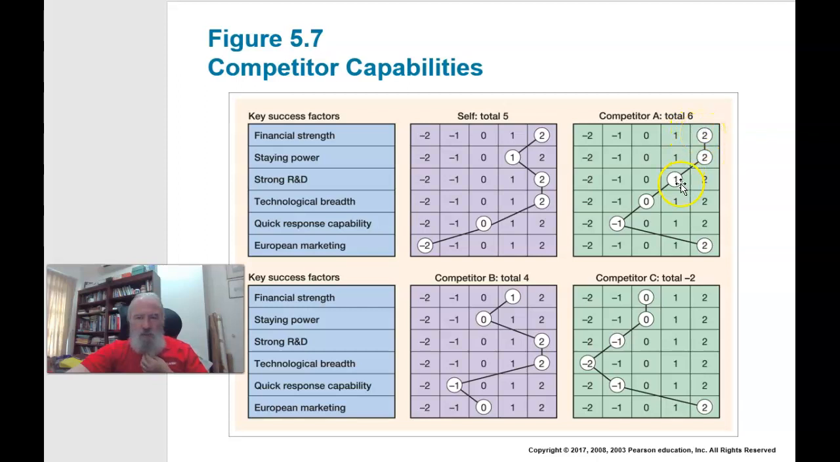Now let's look at competitor A. Competitor A looks kind of similar near the top. But the big difference is European marketing. They're really strong there, and we're really rubbish. So maybe we should be thinking about doing more to either hit them or take the opportunity of expanding into European markets. We do the same for competitor B and the same for competitor C, and it gives you an idea of how you can combat your different competitors.